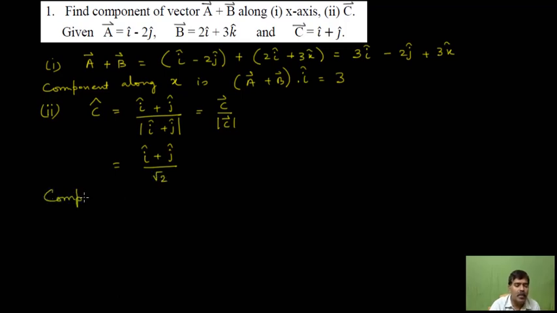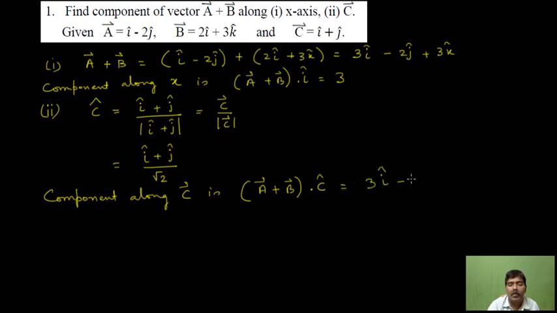So the component along c is a plus b dot c cap. Okay, so that's 3i cap minus 2j cap plus 3k cap dotted with i cap plus j cap by root 2.